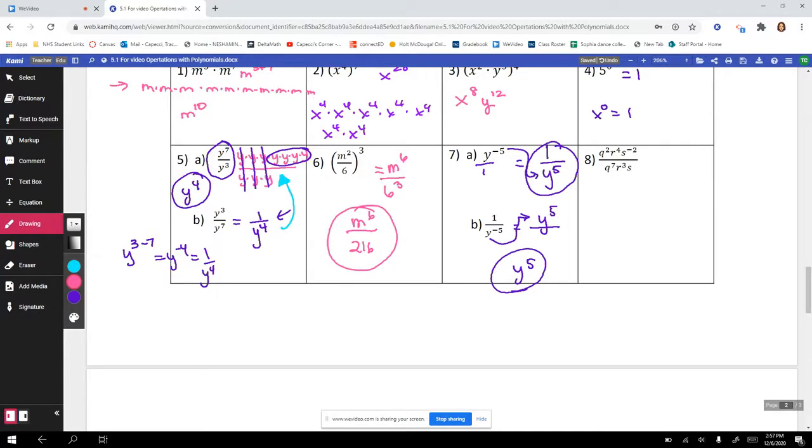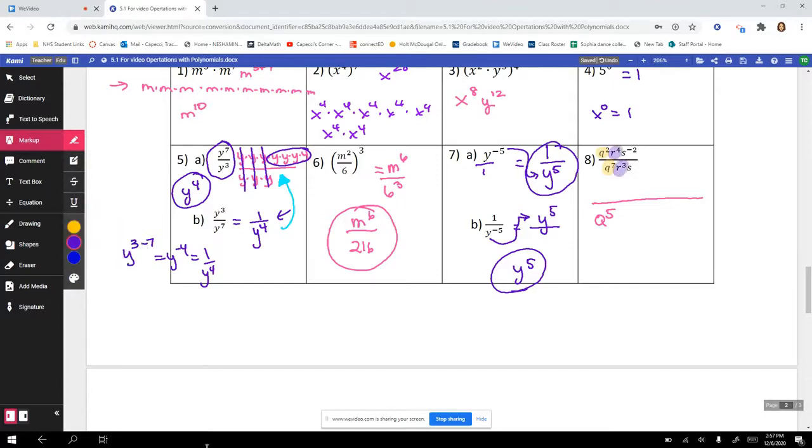Okay, looking at number 8, I like to divide at the dividing line and just go from there. So if I first look at my q to the 2nd, I have q to the 2nd over q to the 7th. I have more q's on the bottom. So I'm going to take q, I'm going to make 7 minus 2, and that leaves me with q to the 5th. I'm going to do the same thing with my r's.